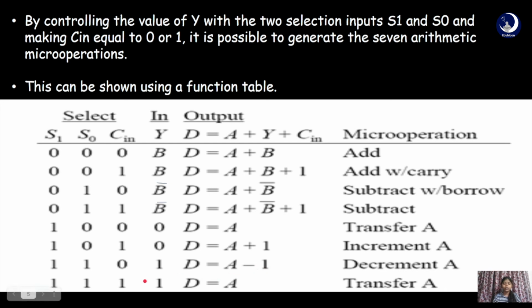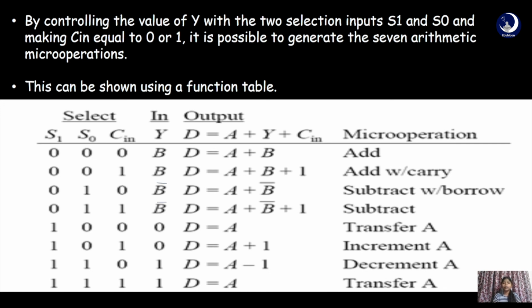And when Cin equals 1, then D is equal to A. As we said, Y should be considered with a negative sign. So Y equals minus 1 plus Cin equals 1. So A minus 1 plus 1, which is nothing but A plus 0. So D equals A. Here we are again performing the transfer operation. So this is all about the arithmetic circuit, and when we consider an n-bit arithmetic circuit, then we should implement n number of full adders and n number of 4 by 1 multiplexers. So this is all about the arithmetic circuit.